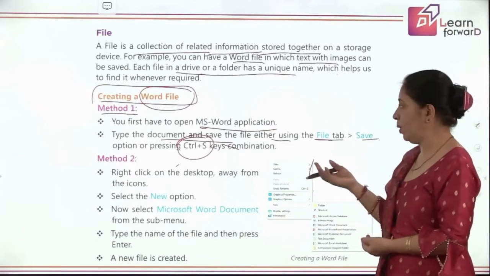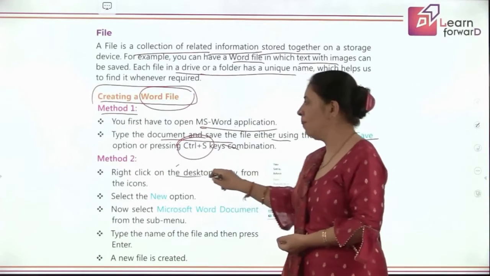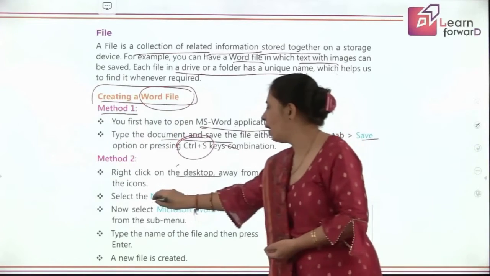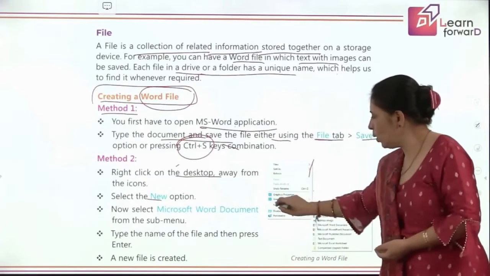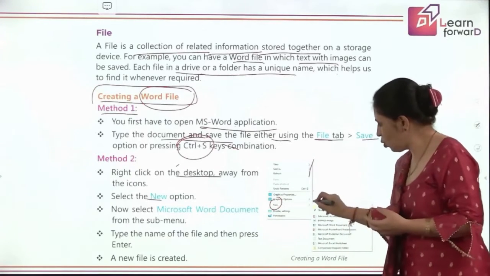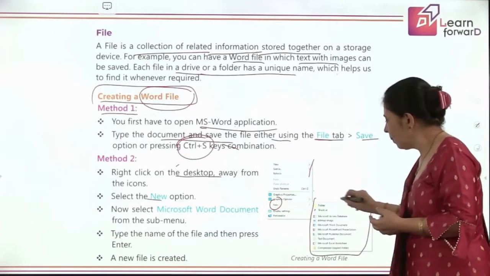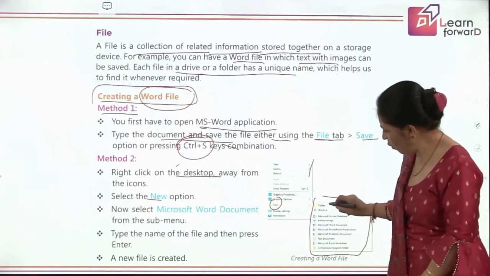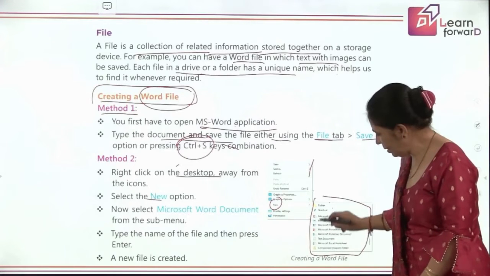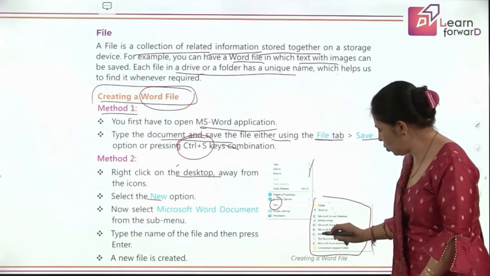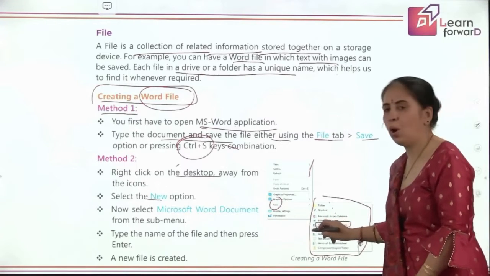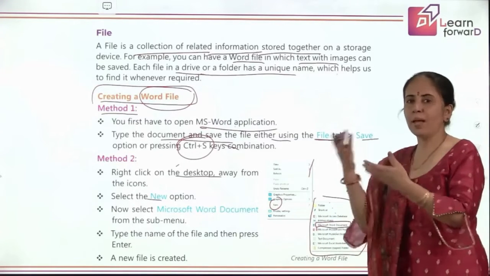So I'll be telling you, you are on the desktop, just right click on the desktop and then you have a new option. So when you go on the new option like you did with the folder, this drop down menu will come. On this drop down, after folder, after shortcut, you could see different icons. So here you are going to click on this one, Microsoft Word document. So just click on Microsoft Word document.